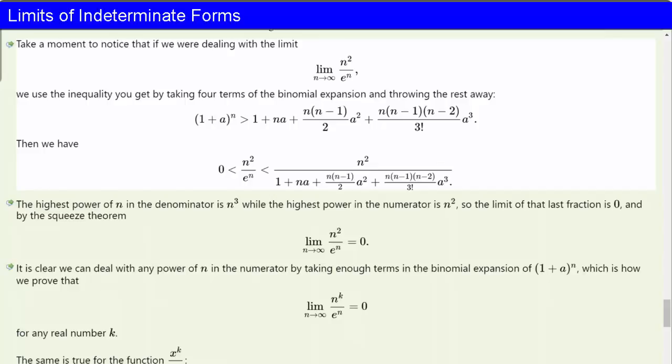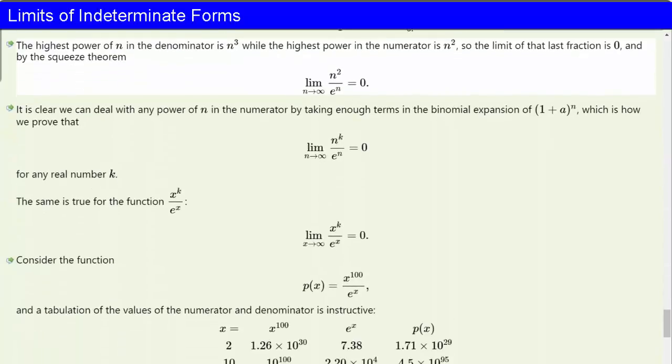And then you would have that 0 is less than n squared over e to the n, of course, and that in turn is less than n squared over that cubic polynomial. The highest power of n in the denominator is now n cubed, while the highest power in the numerator is n squared. So the limit of this last fraction will be 0, and again, by the squeeze theorem, the limit of n squared over e to the n is 0.